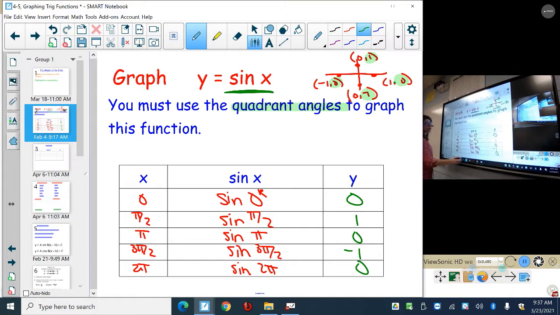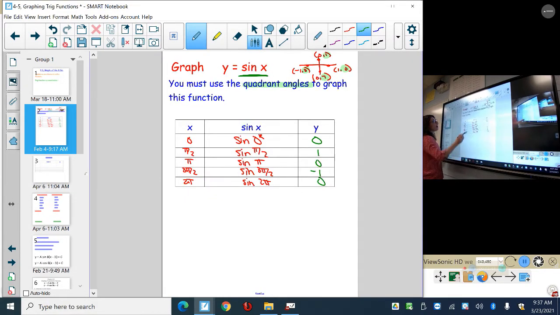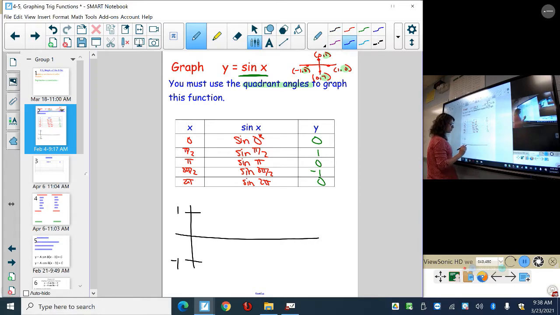So what does this mean this thing looks like? Well, we're going to graph that. So my height is going to be at negative 1 and positive 1. Okay? And then we're going to have pi over 2, pi, 3 pi over 2, and 2 pi on our x-axis. Now, what happens is at 0, I'm going to have 0. At pi over 2, I'm going to have a height of 1. At pi, I'm going to have a height of 0. At 3 pi over 2, I'm going to have a height of negative 1. And at 2 pi, I'm back to 0.